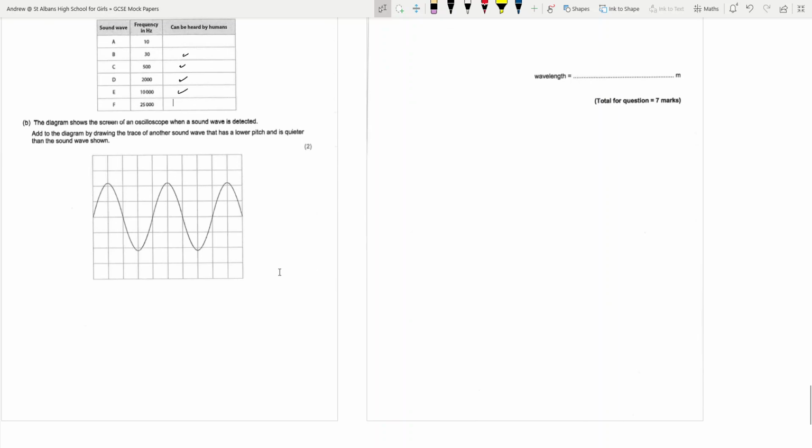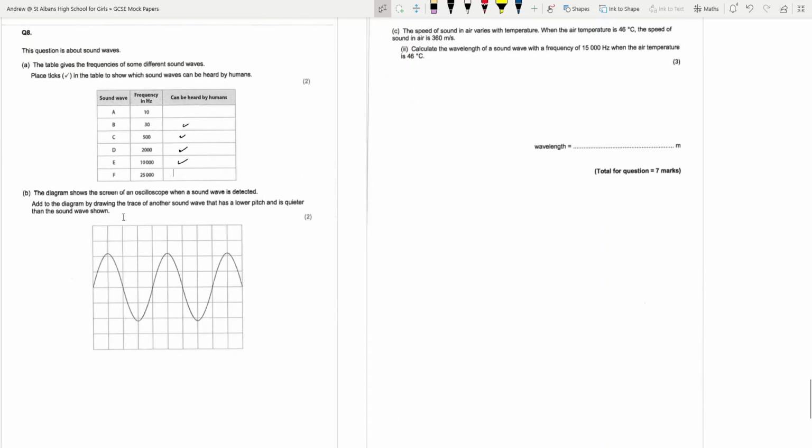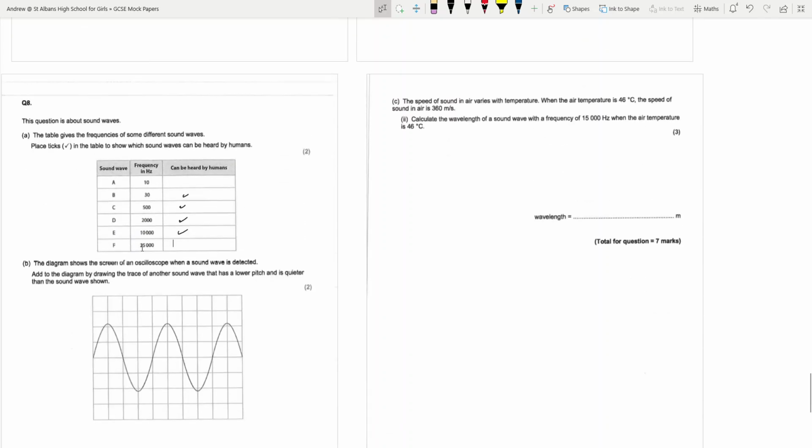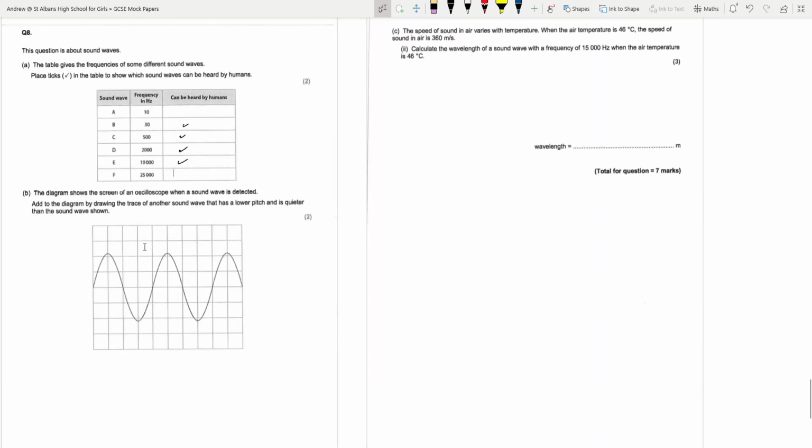So here is an oscilloscope when a sound wave is detected. Add to the diagram. We're drawing the trace of another sound wave that has a lower pitch and is quieter than the sound shown below.